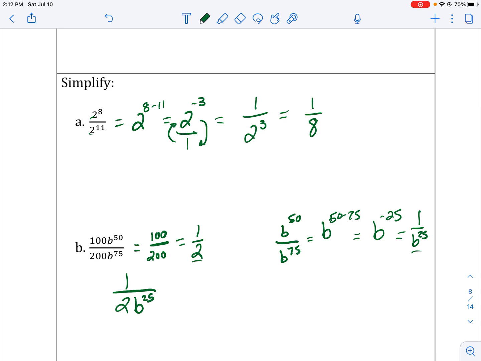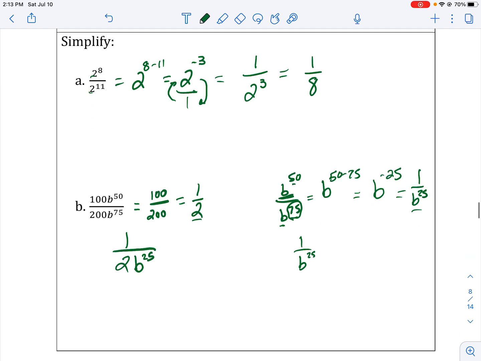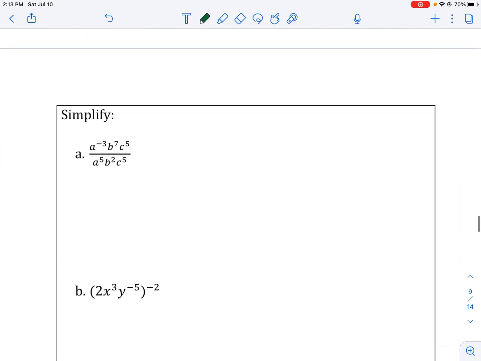The other way to look at it, we can see I've got 50 b's in the numerator and I've got 75 b's in the denominator. Here's where you ask yourself, do I have more in the numerator or do I have more in the denominator? 75 is bigger, so that means I have more in the denominator. So I know my b's are going to be in the denominator and all my b's cancel in my numerator. And then ask yourself, how many more are down there? Well, 75 is 25 more than 50. We're going to be doing more of those.